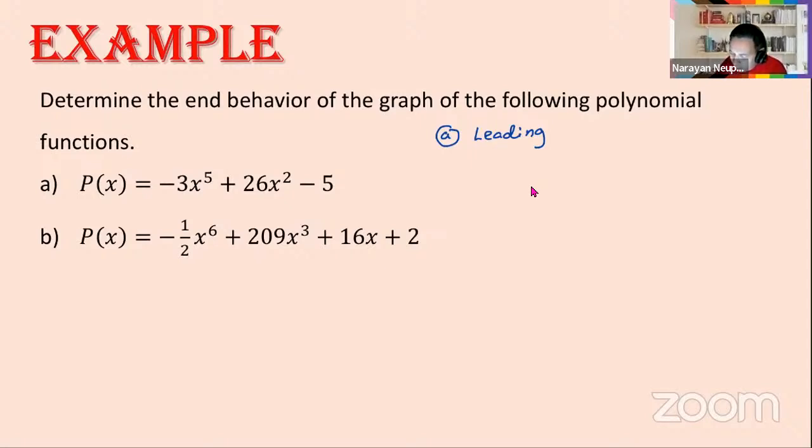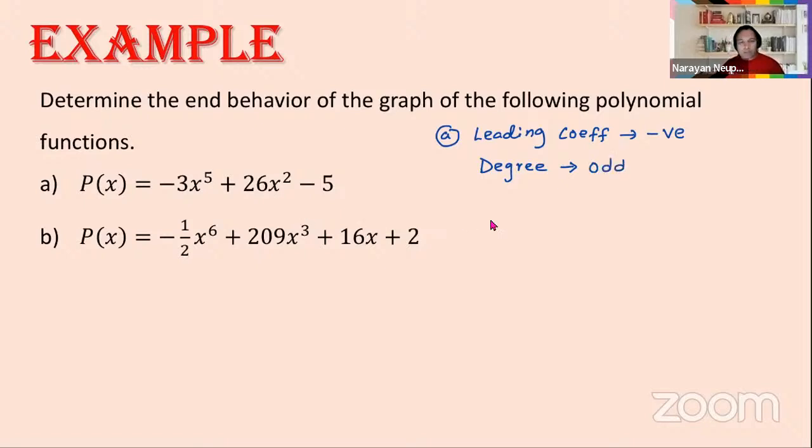Here, you can see that the leading coefficient is negative. Let me write negative like that. That's my way of writing negative. And the next thing we look at is the highest degree, or the degree of the polynomial. You can see that the highest power of x in this function is 5. So the degree is odd.